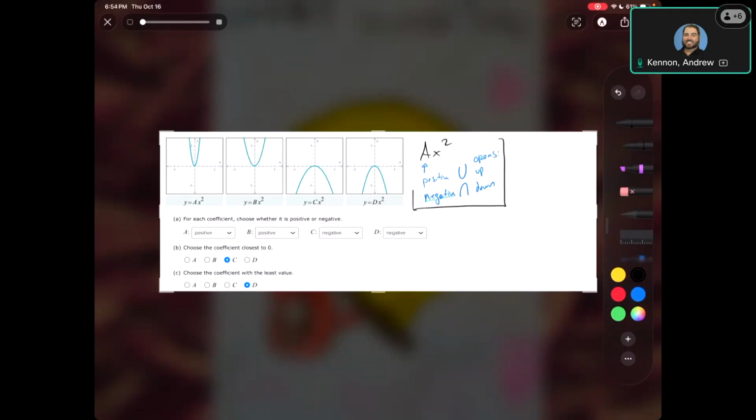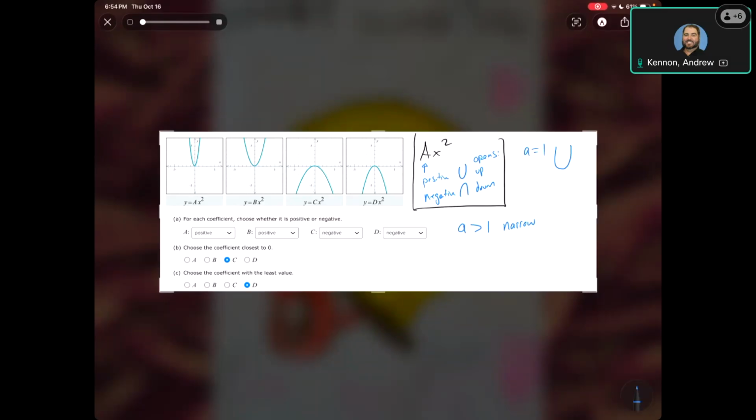If the number in front is greater than 1, it is going to be narrower. Let's first draw what 1 is. 1 would look like this. It just looks like a U. If it was greater than 1, it is going to be narrower, like if it was 3x squared, that means it's going up 3 times as fast.